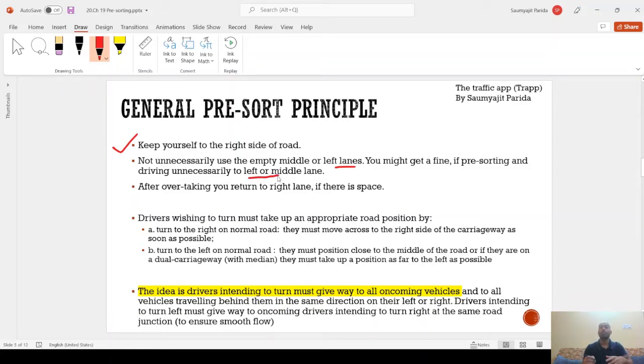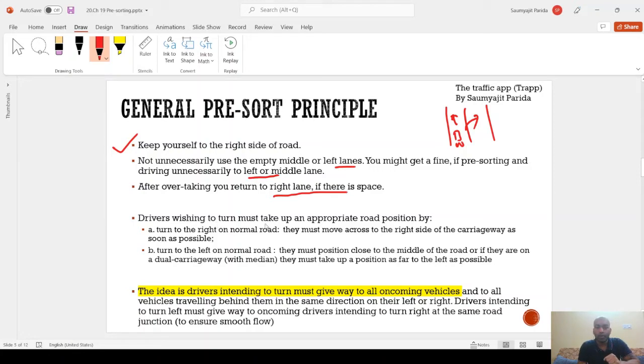So the question that could be asked in the exam is: if this is the road and I am driving here, should I continue driving here or should I move here? The answer is, I shouldn't continue driving here, but I should move to the right. After overtaking, you return to the right lane if there is space. Always keep to the right.